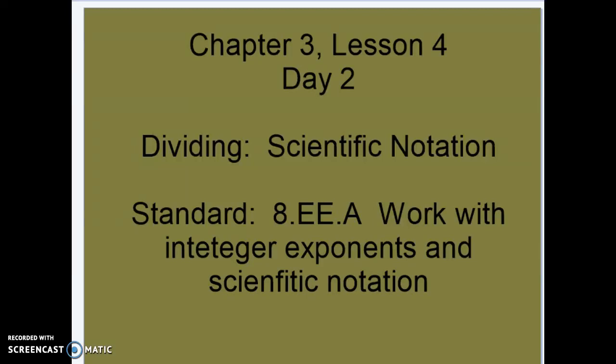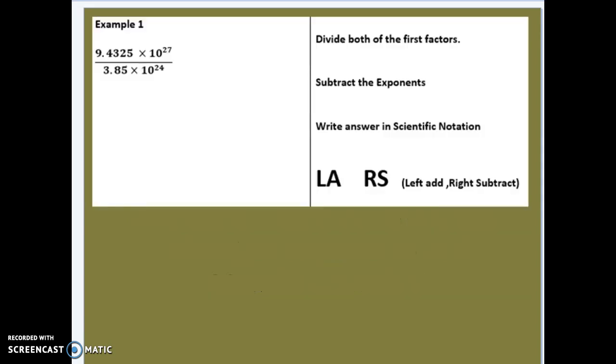For day 2 of lesson 4, we're going to look at how we can divide using scientific notation. Yesterday we worked on multiplying. Today we're going to work on dividing. So what we need to do is start off with our first two factors. Our first two factors in this situation are the first two numbers.